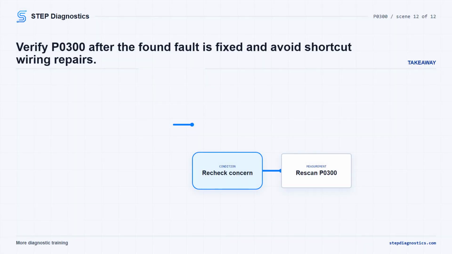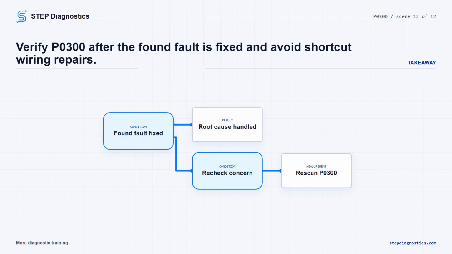After you correct a fault you actually found, verify the repair separately from the testing work. Recheck the system under the conditions that bring the concern out, rescan for codes, and make sure P0300 stays gone. If a wiring fault was involved, do not just overlay a circuit without understanding why the original circuit failed. Find the root cause and check for nearby wiring damage.